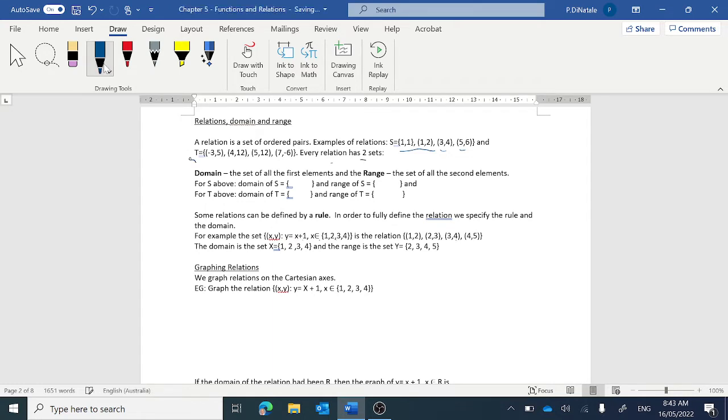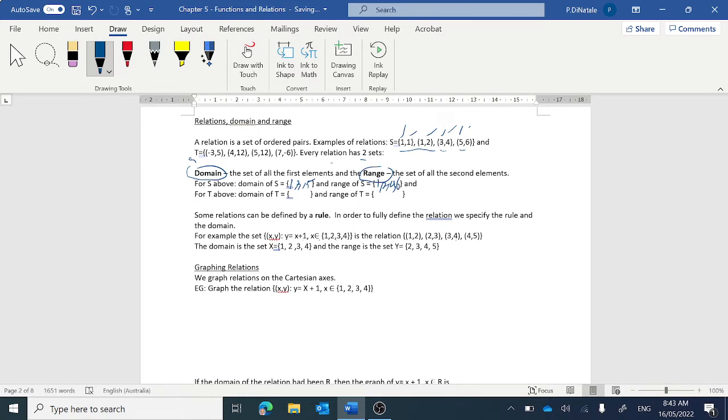Every relation has two sets. It's got the domain, so the x values, and it's got the range, the y values. So for the above, the domain for S is 1, 3 and 5. While the range is 1, 2, 4, and 6.